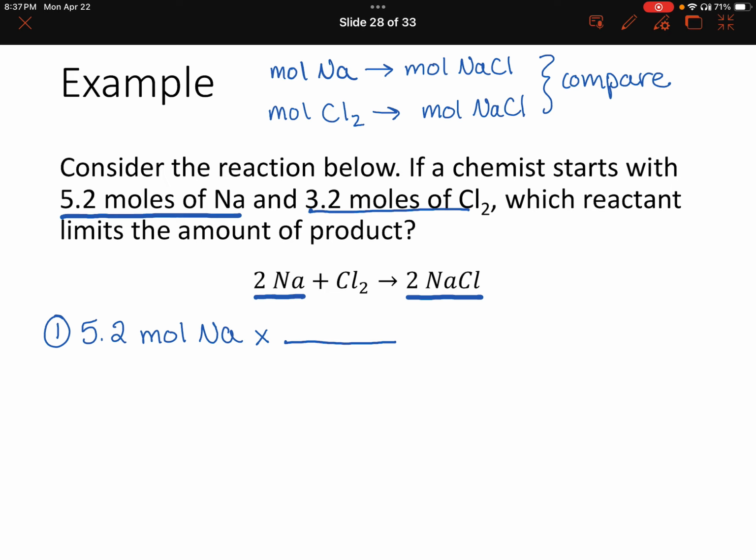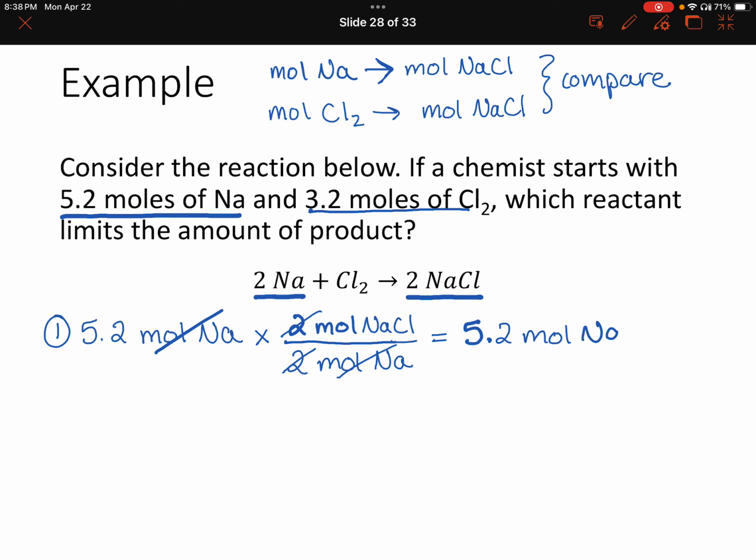We're trying to solve for sodium chloride, right? We're trying to do this conversion up here. So let's put 2 moles of NaCl in the numerator and 2 moles of sodium in the denominator. Now, obviously the 2's cancel, moles of sodium cancel, and we just get the same number back. We get 5.2 moles of sodium chloride.